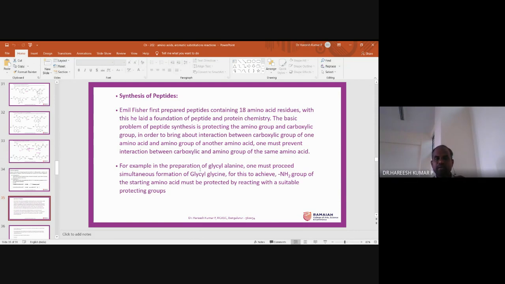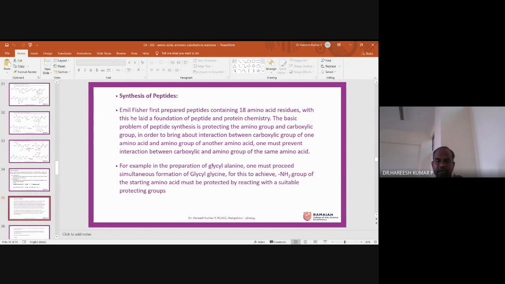See, for example, in the preparation of glycylalanine, what is happening here? Glycine is the N-terminal end, and alanine is the C-terminal end. The amino group of the alanine should react with the carbonyl group of the glycine. Then only is it possible to form glycylalanine. Suppose the amino group of the alanine reacts with the carboxylic group of the same alanine, then it leads to the formation of a peptide called alanyl alanine.